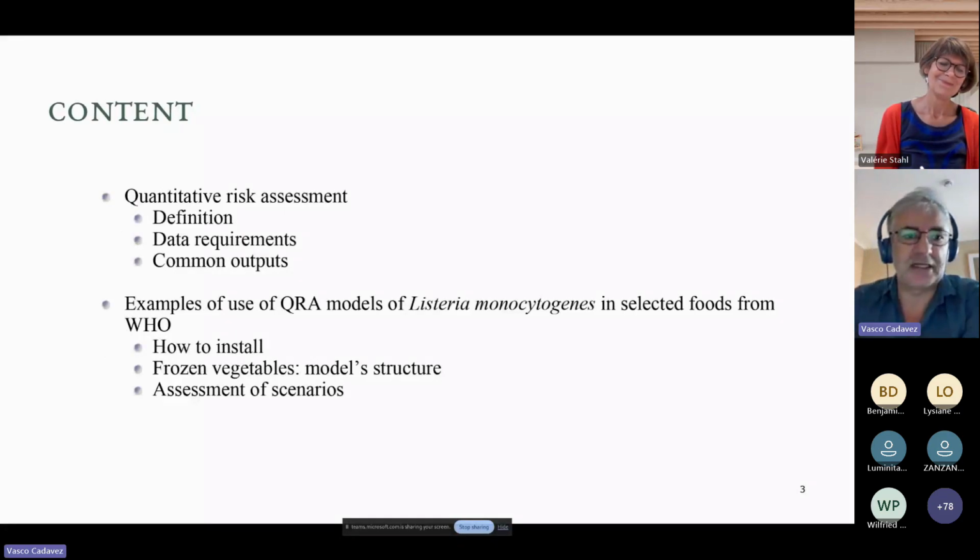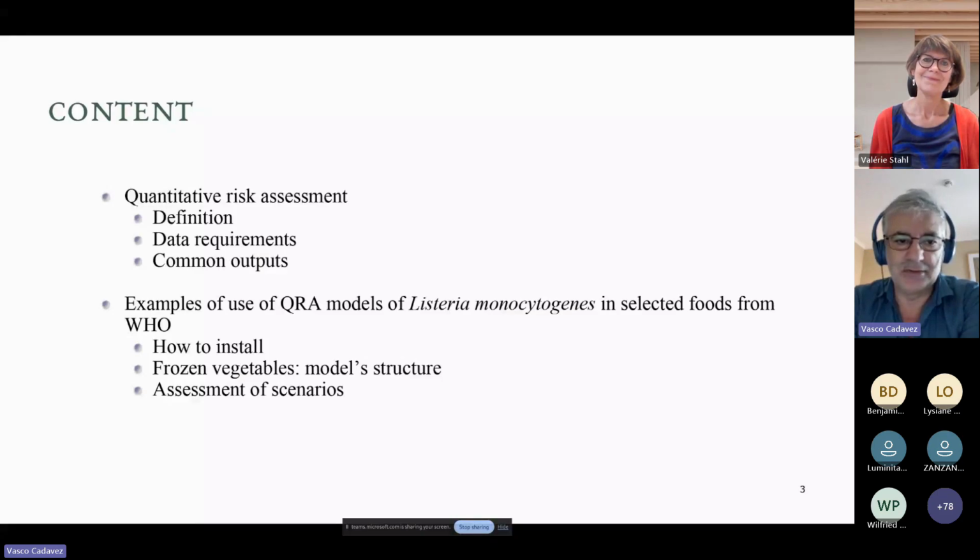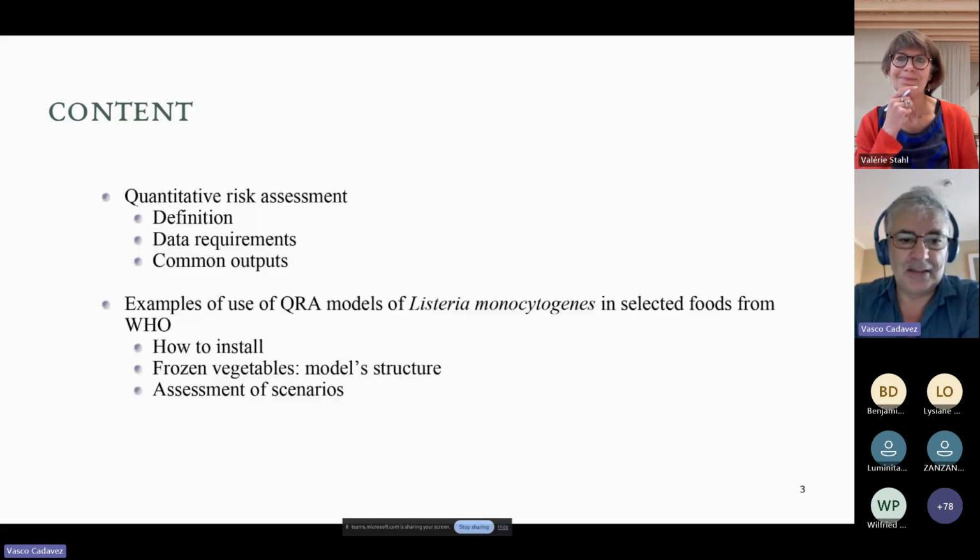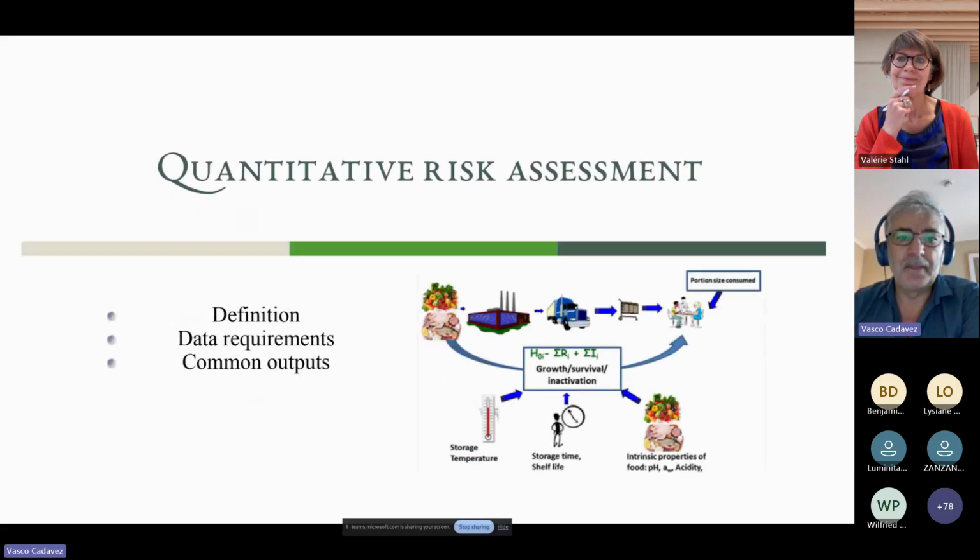Okay, the content. We start with some definitions, data, and common outputs, and then I will go to the examples of QRA models for Listeria monocytogenes. We have a package and the Shiny app, so I will show you how to install it, and then I will show you the frozen vegetables model structure and assess some scenarios.